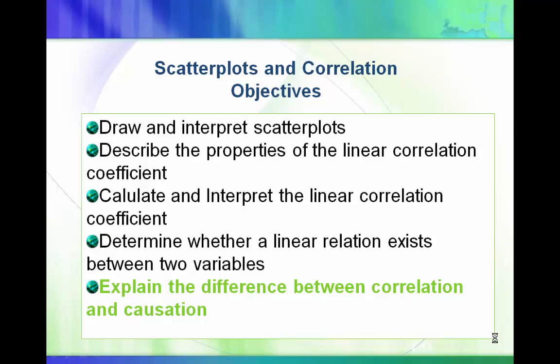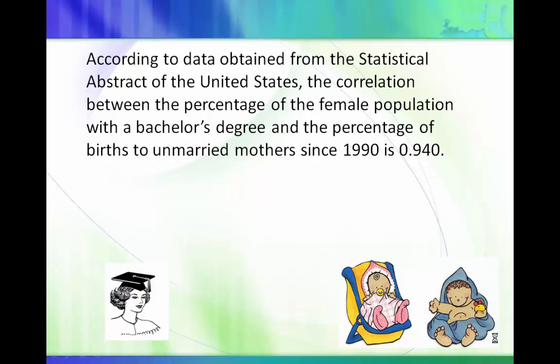Now let's look more closely at explaining the difference between correlation and causation. According to data obtained from the Statistical Abstract of the United States, the correlation between the percentage of the female population with bachelor's degree and the percentage of births to unmarried mothers since 1990 is 0.940, a very strong positive correlation.